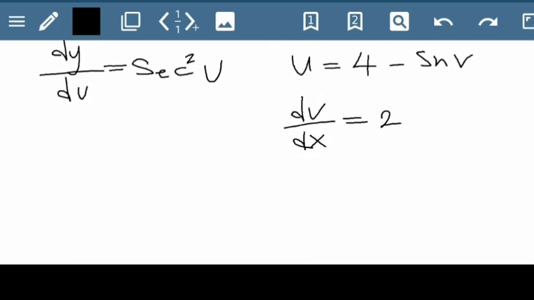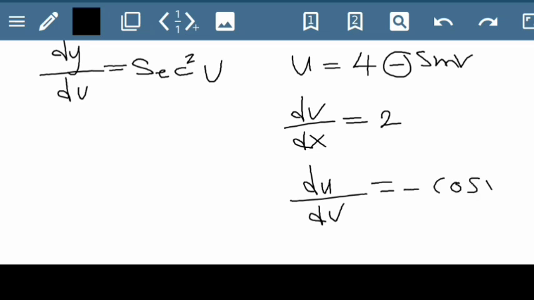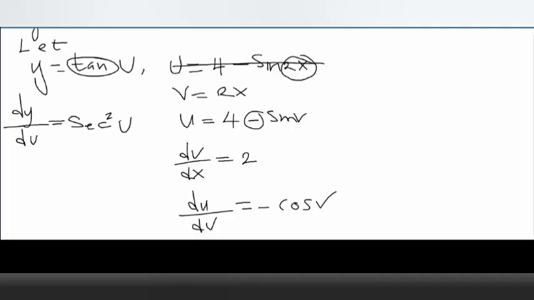Then the derivative of u with respect to v, du dv, is going to be equal to, the derivative of a constant number is 0. This one is just a negative, just a sign, okay? So what is the derivative of sine? The derivative of sine is cos. So we're going to say negative cos v. So that is what we have here now.